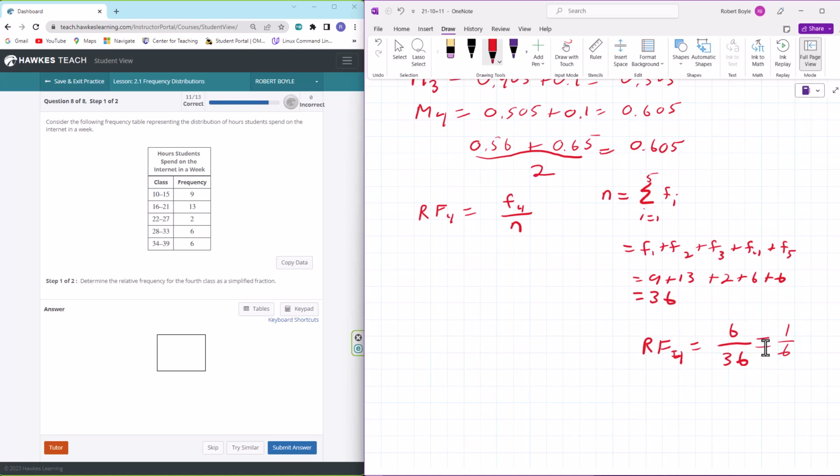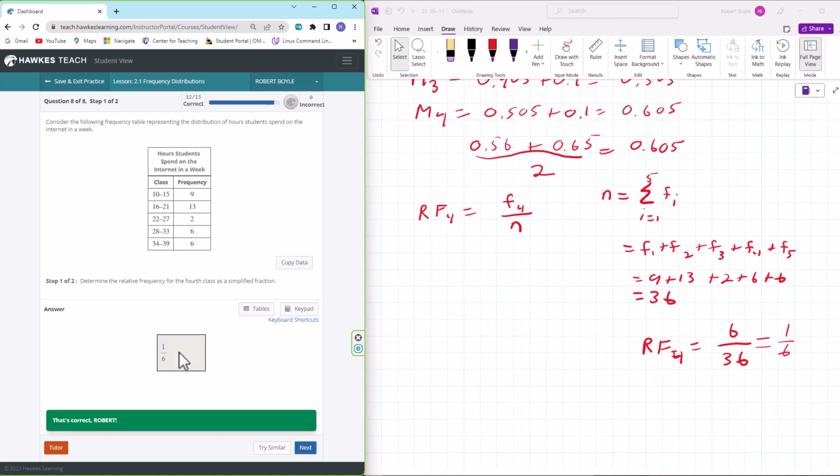And that's what we wanted to put into Hawks. Now to put this into Hawks, what you want to do is click in the answer field, and then hit slash. That will give you your fraction, and then you can type 1. Use your cursor to go down. Type in 6. There you go.